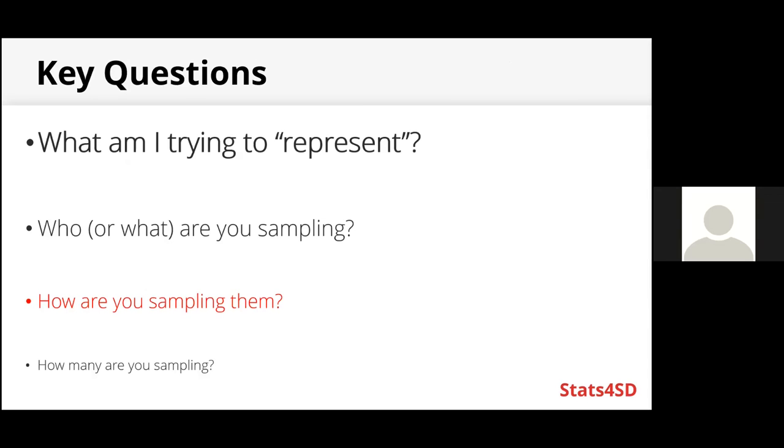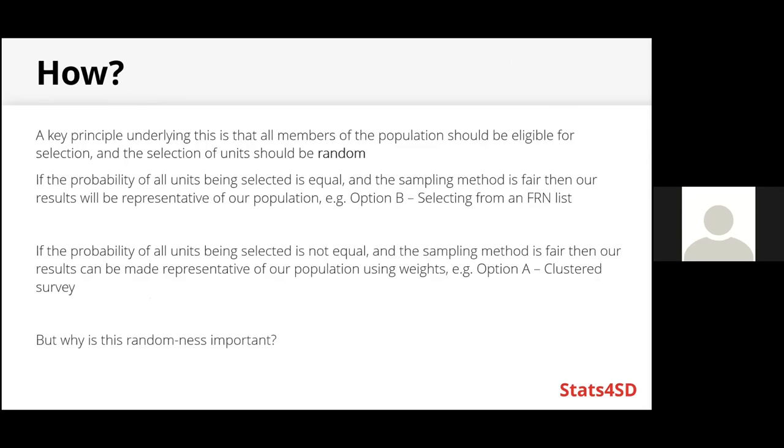Okay, so I'm going to move on to the last question. Hopefully I can get through it in the remaining time: how are we going to be sampling? As we've talked about already, there is this idea that we should be randomly selecting all of our units to get a representative sample.